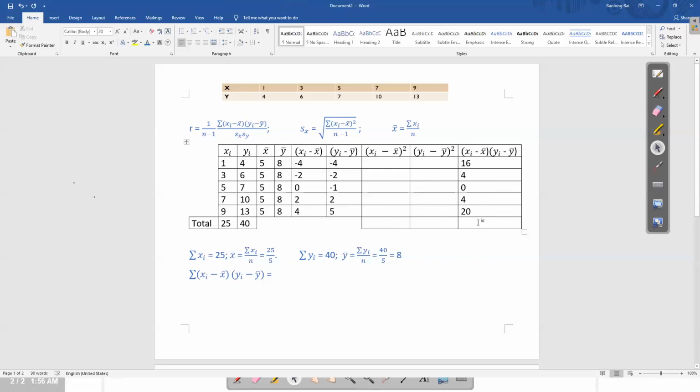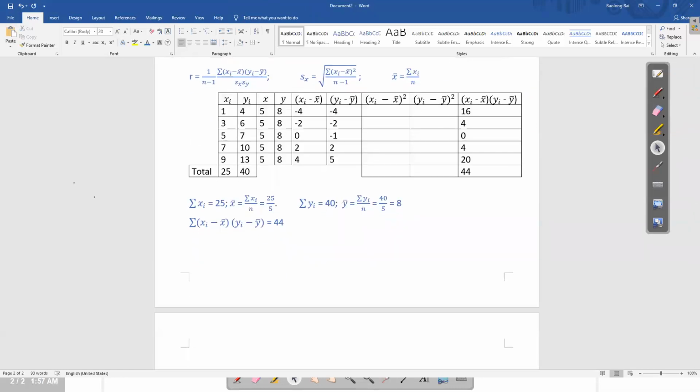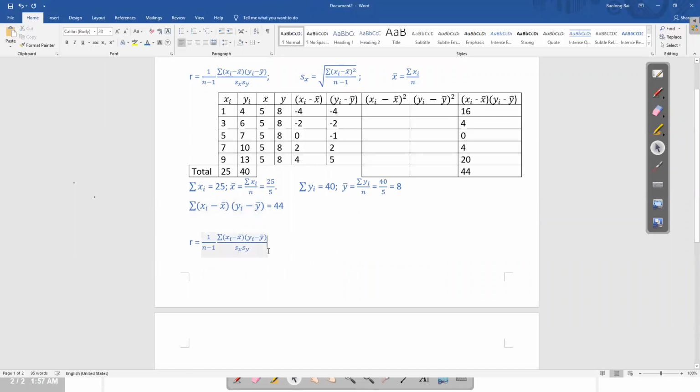So then this is done. We just need to add it all up, right? Add all the numbers up. So it's 20, 20, and 4. We have 44. So problem solved. The summation of xi minus x bar times yi minus y bar equals 44. So then if you want to calculate correlation, we can already plug in some numbers in there.